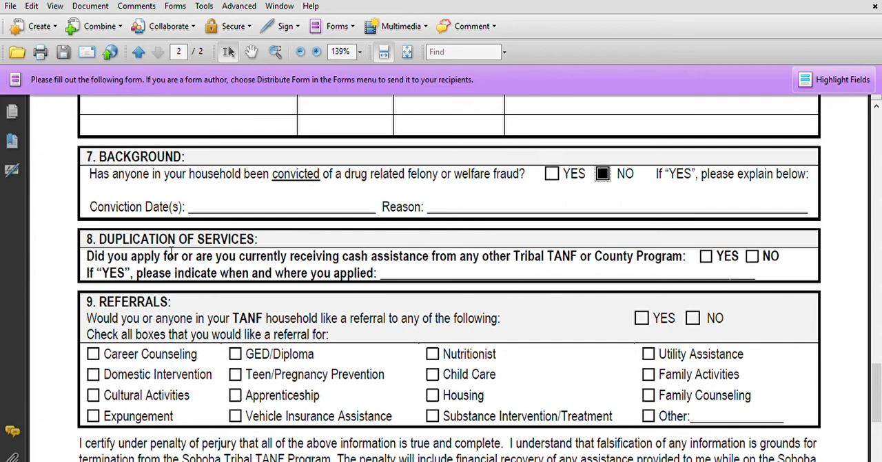But this is if, let's say, you're wanting to get off our program and go to the county. This is where you would indicate that you did apply for services so we can start the transition process off of our program. In this situation with Mickey Mouse, he has not applied for anything in September, so he's going to go to mark no.